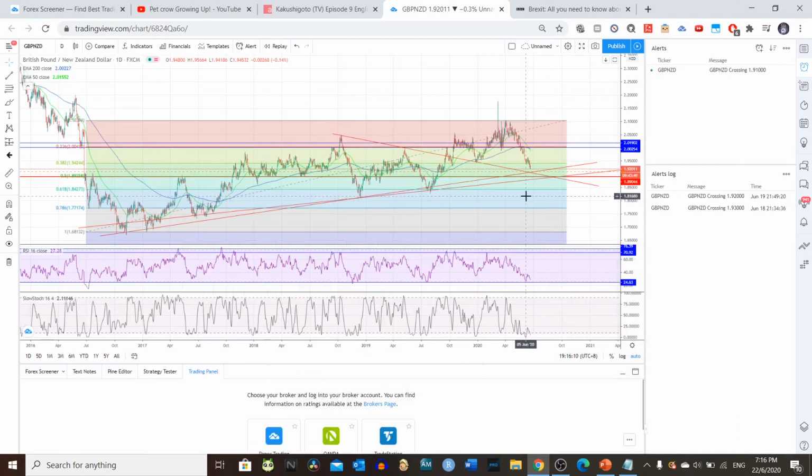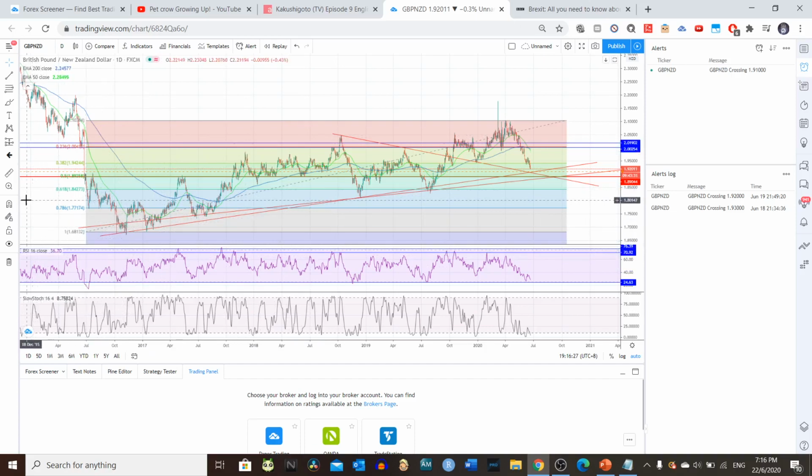Today will be the new trade idea for GBP New Zealand. So GBP obviously stands for British Pound, right? So it's the Pound New Zealand pair. And this pair has generally been going sideways for the past 3 years.